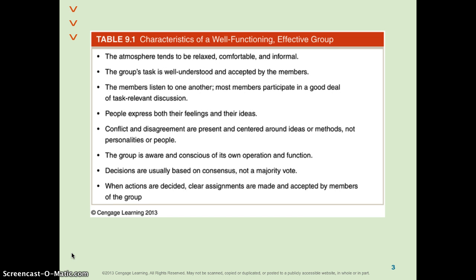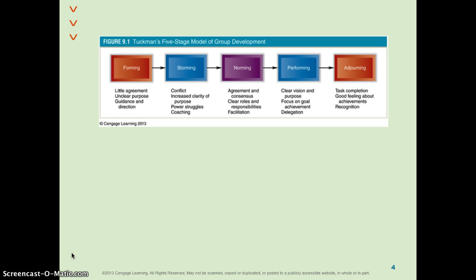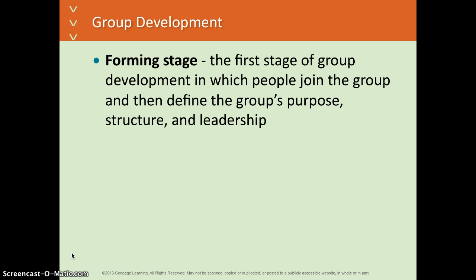Characteristics of a well-functioning, effective group: groups aware, people express. One view of group development is Tuckman's, and it has 5 stages: forming, storming, norming, performing, and adjourning. Breaking that out a little bit more, forming is your first stage.